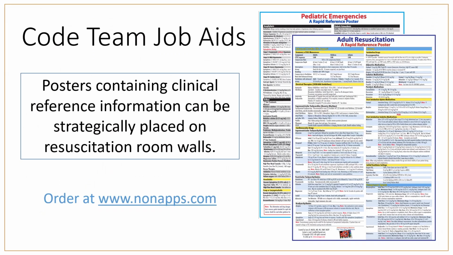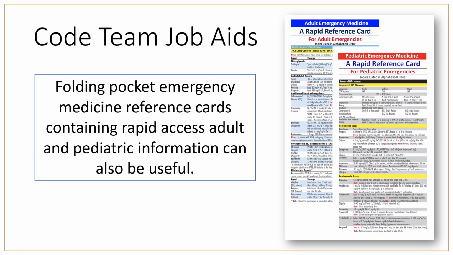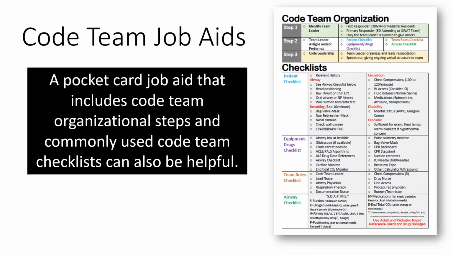Posters containing clinical reference information can be strategically placed on resuscitation room walls. Inexpensive wall posters can be purchased at www.nonapps.com. Folding pocket emergency medicine reference cards loaded with rapid access adult and pediatric information can also be useful. A pocket card job aid that includes code team organizational steps and commonly used code team checklists can also be helpful.